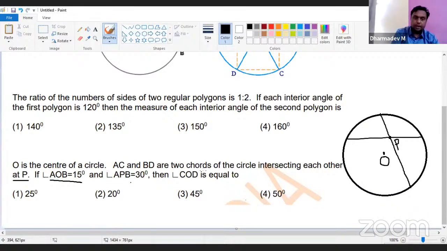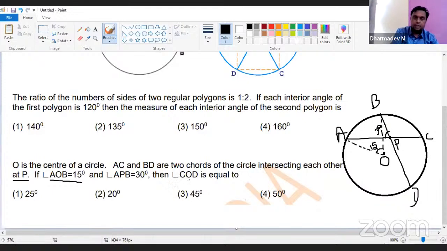So I have AC and BD. Let me take this as AC and let us take this as BD. Any other picture or any other ways anybody has drawn, or does this work? And it is given for AOB, they have an angle. At this place, it's 15. Next, on APB, that makes an angle of 30.